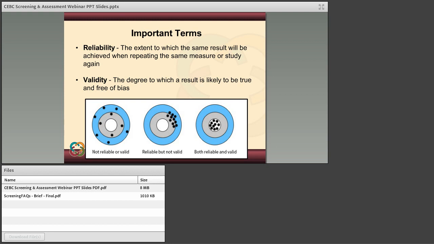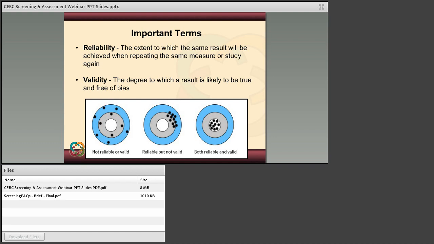Second, validity is the degree to which a result is likely to be true and free of bias. So validity is really important because it means that we know the results obtained from a tool are true. So for example, if you're administering a validated depression tool, you know that you're actually measuring depression and not something different like anxiety. And then on the bottom, you'll see a picture of three bullseyes, which is a common way reliability and validity are explained.